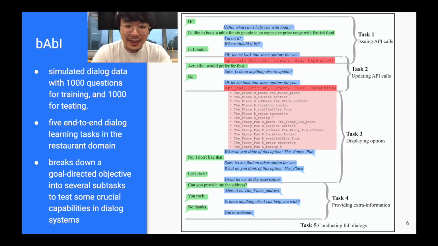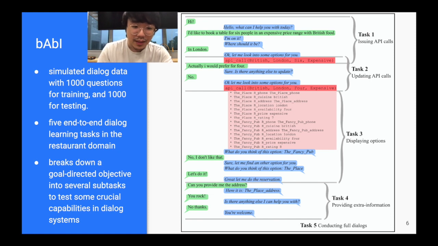We used the bAbI dataset for training and testing, just as the original Mem2Seq paper did. bAbI is a simulated dialogue dataset with 1,000 questions each for training and testing. It has 5 end-to-end dialogue learning tasks and has a specific domain of restaurant reservations. Also, it breaks down a task-oriented dialogue into several subtasks to verify functional capabilities of this task.